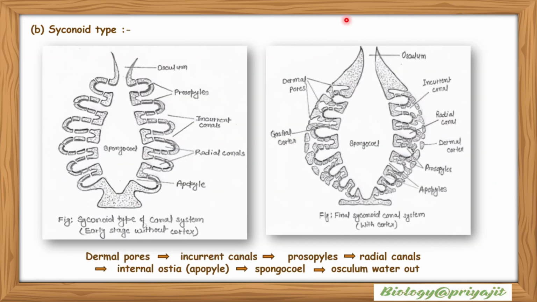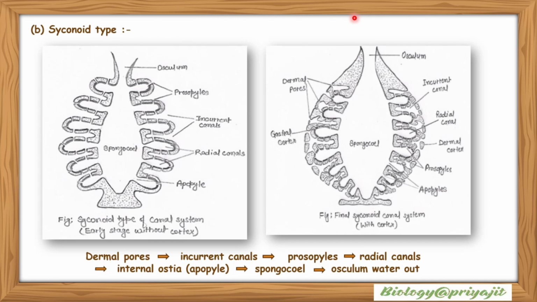Syconoid type. The Syconoid type basically represents a stage between the simplest Asconoid type of canal system and the more complex types. It is the first step towards complexity. The body wall here forms finger-like projections called radial canals at regular intervals, increasing the complexity compared to the Asconoid type. The choanocytes, flagellated cells, are limited to these radial canals, which are extensions of the spongocoel or the main body cavity. Here the radial canals are lined with choanocytes and are responsible for water movement and food collection.